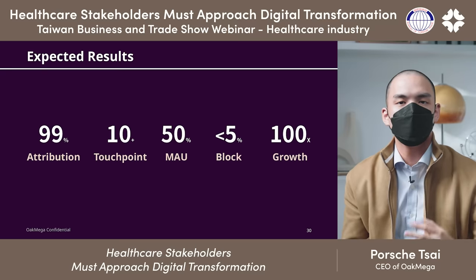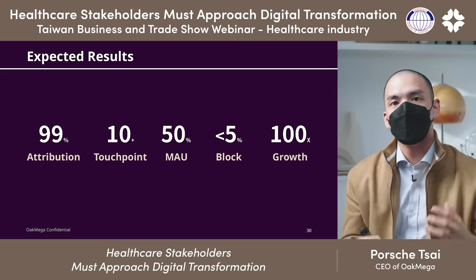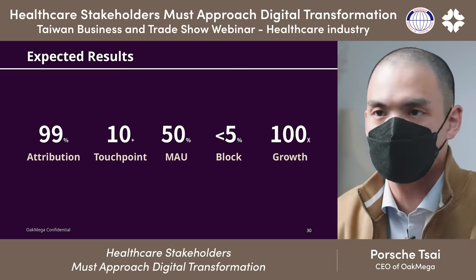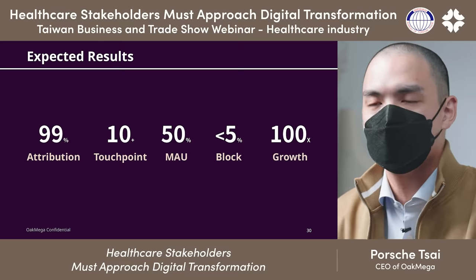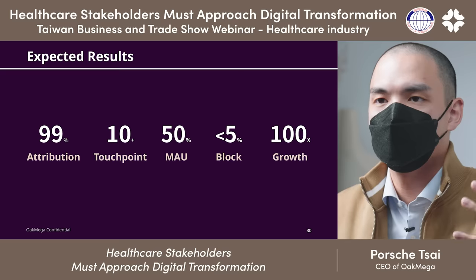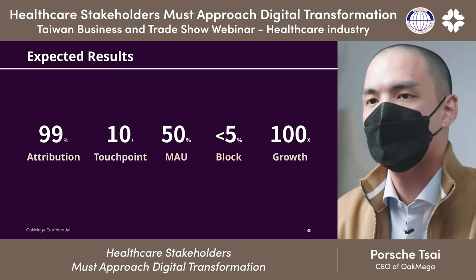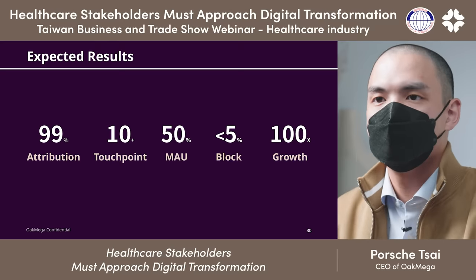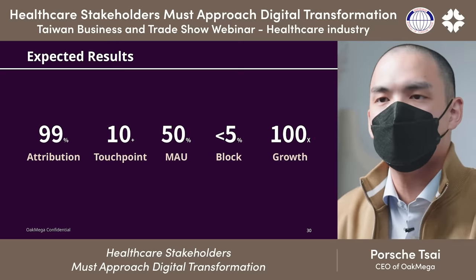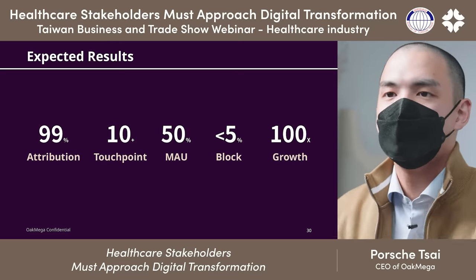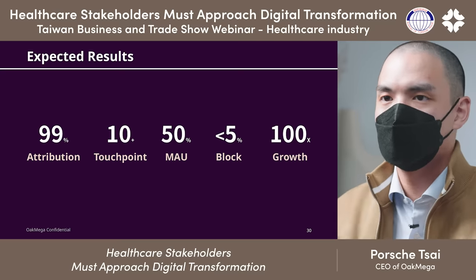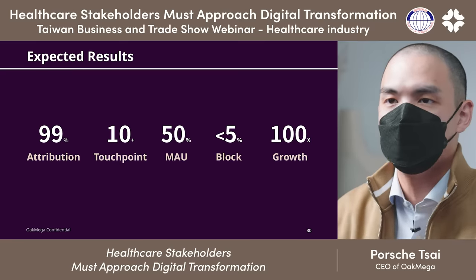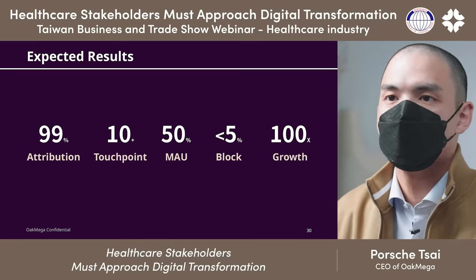So we've talked about how to let marketers, sales, and the medical team acquire, engage, retain, and grow your VIP customers through social CRM. And this is the expected result. You can expect a 99% enrollment rate within 6 months, which means you have all your customers on board to your platform. You can expect over 10 touch points per month per HCP, which means your clients engage with you more. You can expect over 50% monthly active user rate, which means more people want to interact with you. Your community is bigger. You can expect 100x growth within 6 months, which means you can expand your business even under a difficult era like right now.